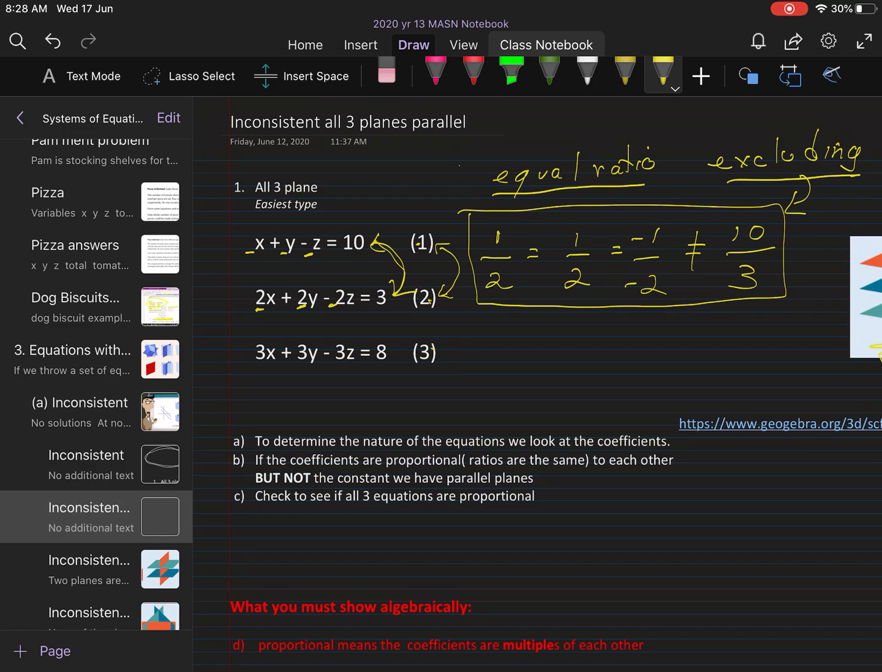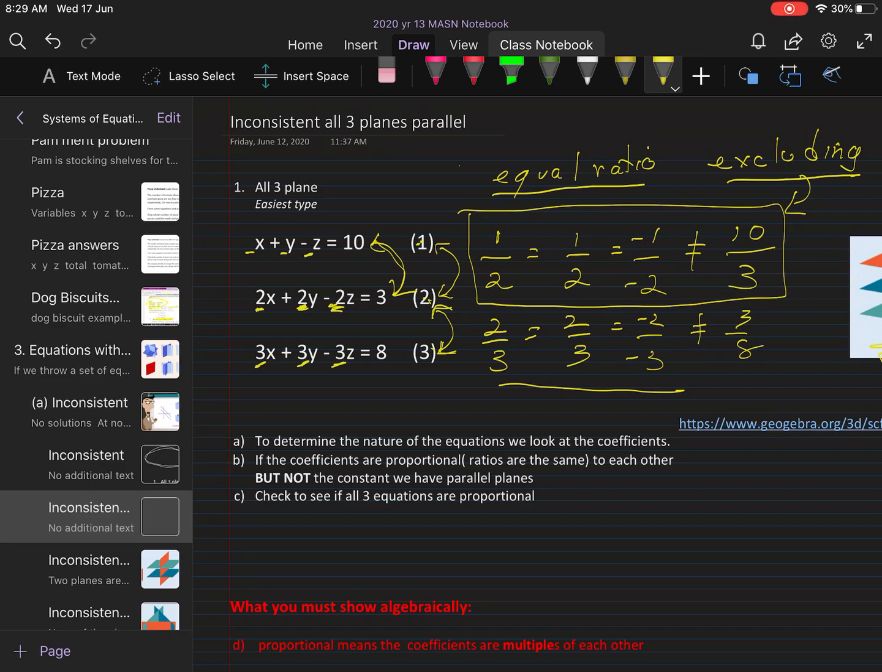Now we want to check to see if all three are parallel to each other. We've checked 1 and 2. Let's check 2 and 3. If we take a look at the coefficient ratios, in front of the x's we get 2 to 3, in front of the y's 2 to 3, in front of the z's -2 to -3. Then for the constants, we get 3 to 8, which is not equal to these. But these are all 2 to 3, 2 to 3, 2 to 3.